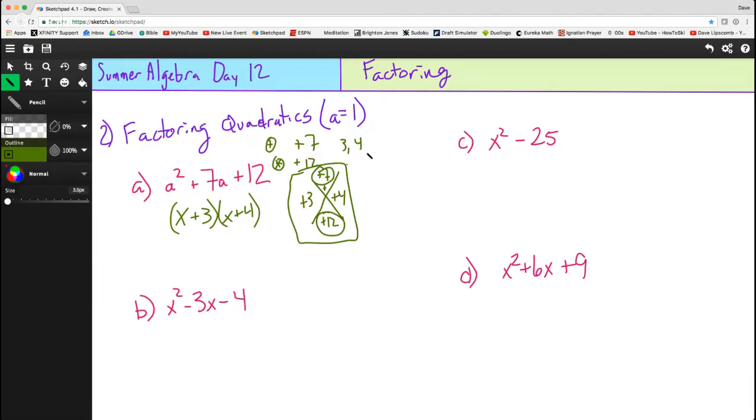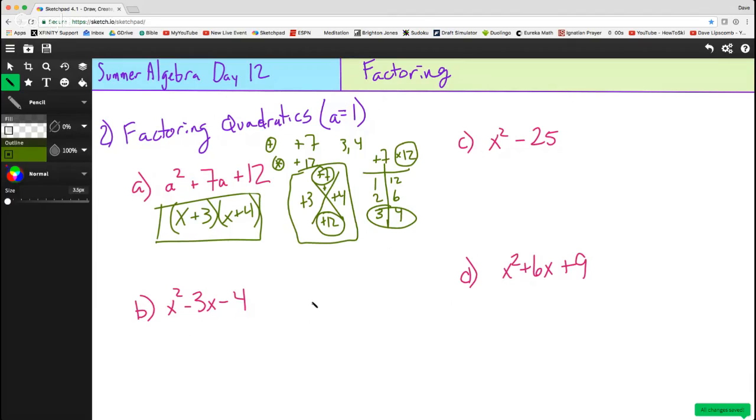Another way to do it, some people like to write charts, and they write what does it add to and what does it multiply to. It adds to 7 and it multiplies to 12. So this has to be two positive numbers. So we find numbers that multiply to 12: 1 and 12, they don't add to 7. 2 and 6 multiply to 12, they don't add to 7. But 3 and 4 multiply to 12 and add to 7. So there's at least three different ways of doing this.